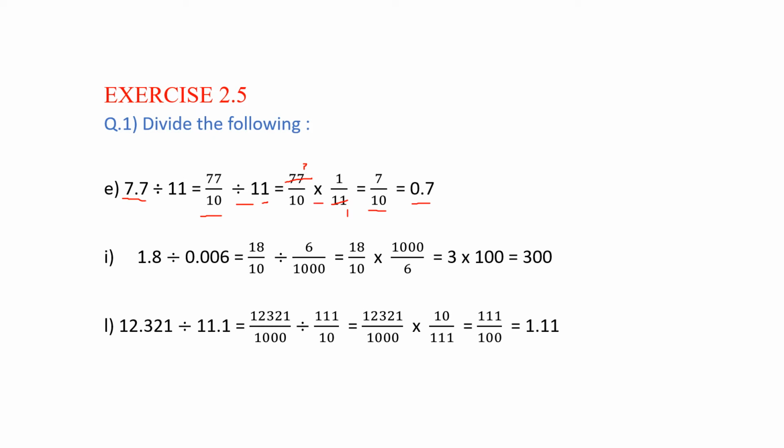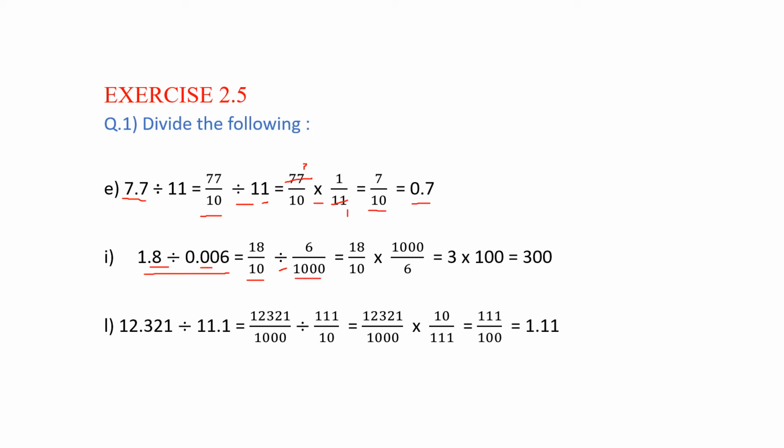So in the first example we saw the division of decimals with a whole number. Now we'll see the next one, division of two decimal numbers, right? So 1.8 divided by 0.006. So we'll convert these decimals in the form of fractions. So we'll write 18 upon 10, right? Because here one decimal place is there. So 18 upon 10 divided by 6 upon 1000.